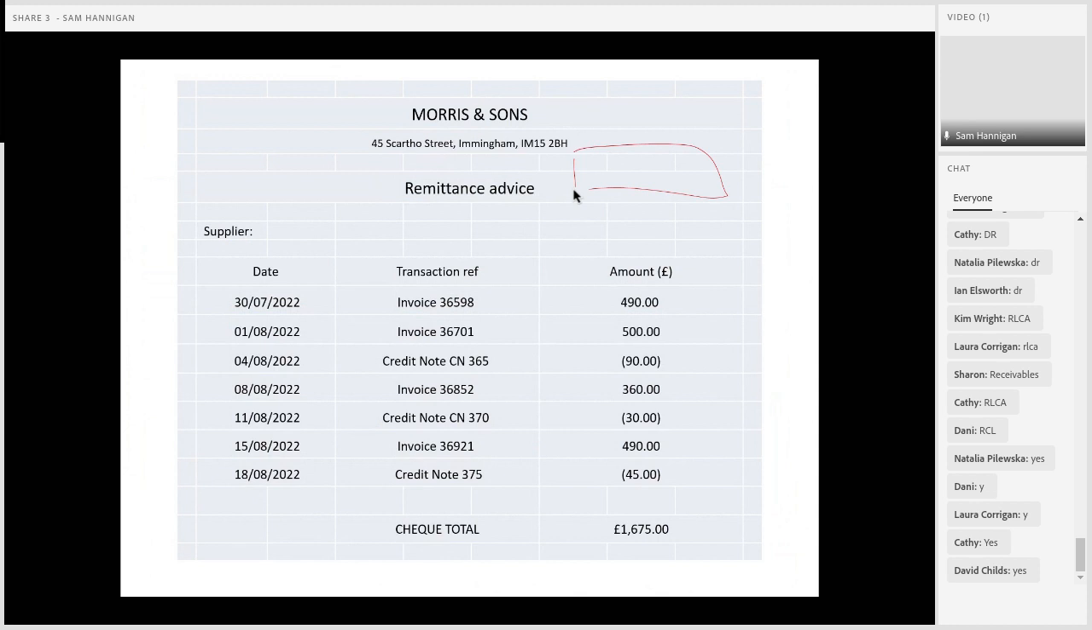Because a credit note means that we've either given some prompt payment discount or they've sent goods back because they could be faulty and we've raised a credit note. So you just need to be aware of what a remittance advice is, how it works, how it looks, and what you do with the transactions, because you may be asked to do one or fill one in an exam.